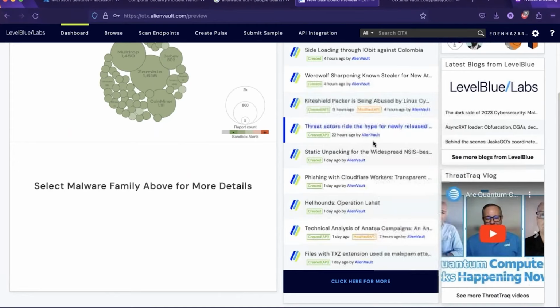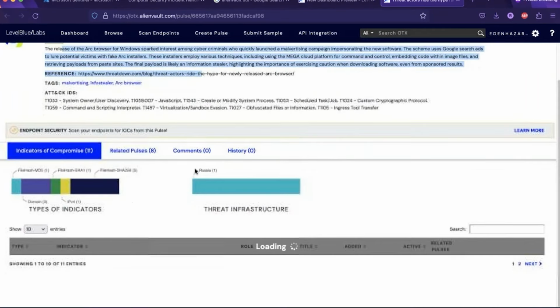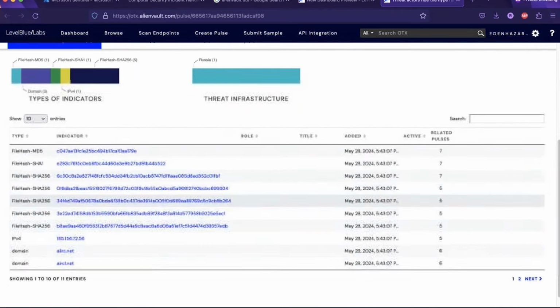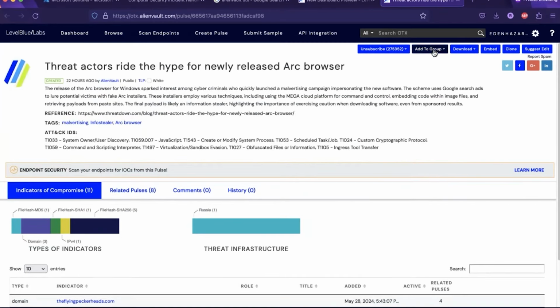So a threat actor rode the hype of the newly released Arc browser, and is targeting people. Again, some of the IOCs are going to be over there, again containing IPv4, domains, hashes, and all these things, right? So you will be getting those IOCs which you will be looking for. Now these things are going to be over there, and you will see submit sample here. And if you look on the top, you can go ahead and download this particular intelligence as well.